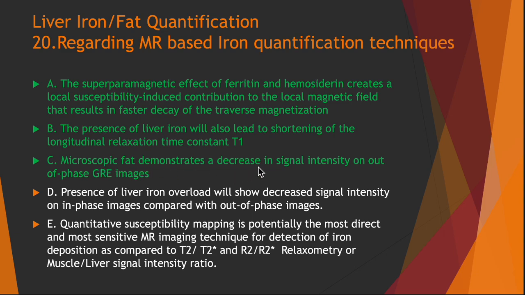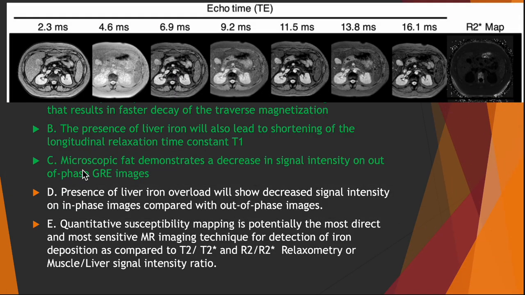Microscopic fat demonstrates a decrease in signal intensity on out of phase GRE images. The answer is true because the microscopic fat deposition in the liver will definitely demonstrate a decrease in signal intensity on the out of phase images, or as we repeatedly take the sequence at multiple times, we will see a decrease in the signal intensity.